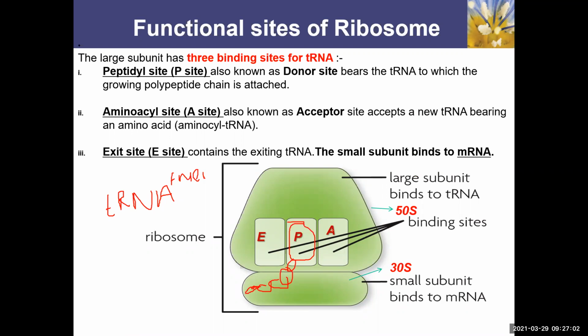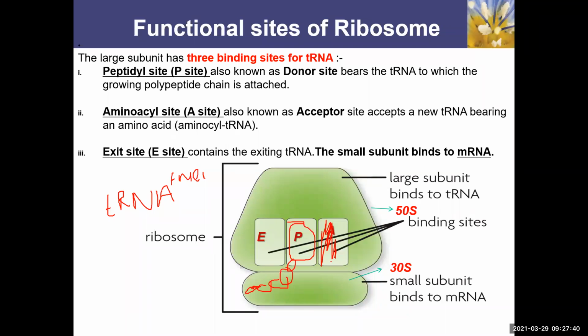Then what is the A site for? The A site is like, for example, if you have a guest coming to your home, you will open the main door, right? So they all will enter from the main door. Think of the A site as that main door. All your guests, all your tRNAs which are charged with the amino acid, will occupy the A site. Are we okay till now?